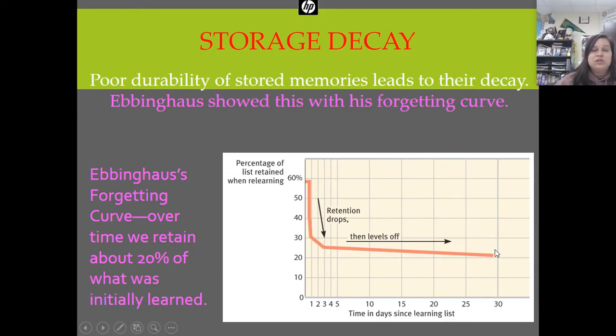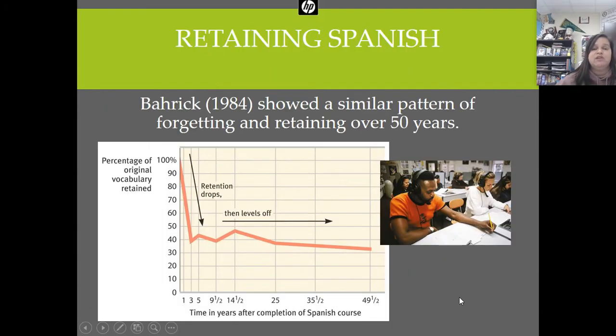Now, this is without continued rehearsal. If you keep using that information, you'll retain more of it. But if you learn something and you don't do anything with it, a lot of that information goes away right away, but then it levels off. This was kind of confirmed in another study where they looked at how much people remembered of a foreign language course years after taking it, and they recalled about 30% of what they had learned over 50 years. So I feel like that's right. I've taken a lot of Spanish, and that's probably about how much I can recall.